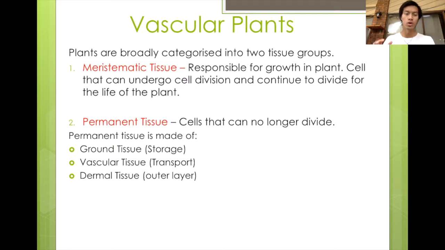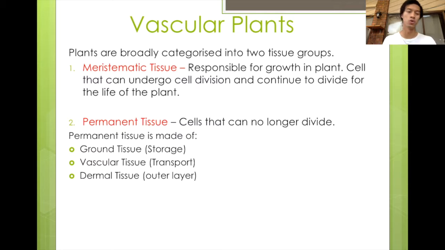Ground tissue is used for storage in plants, like tubers and things like that. And then you've also got vascular tissue, which is what allows it to transport, your xylem vessels and so forth. And then you've got your outer layer tissue, which is your dermal layer or dermal tissue, called bark, which is the dead stuff that you see on the outside of the plant, right? So that's why the bark is often the dead part.